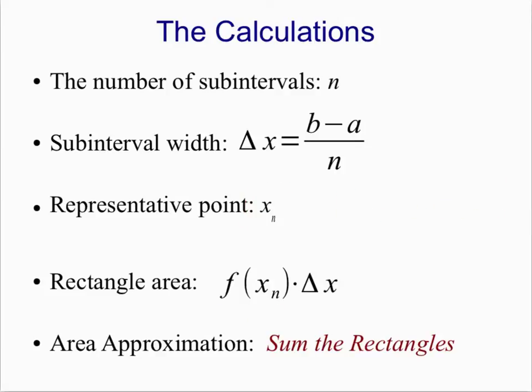Finally, once you have a bunch of rectangles and you know their areas, you simply add those up, and that's an approximation for the area of your region. Remember, it's an approximation because those rectangles don't match up smoothly with the curve.